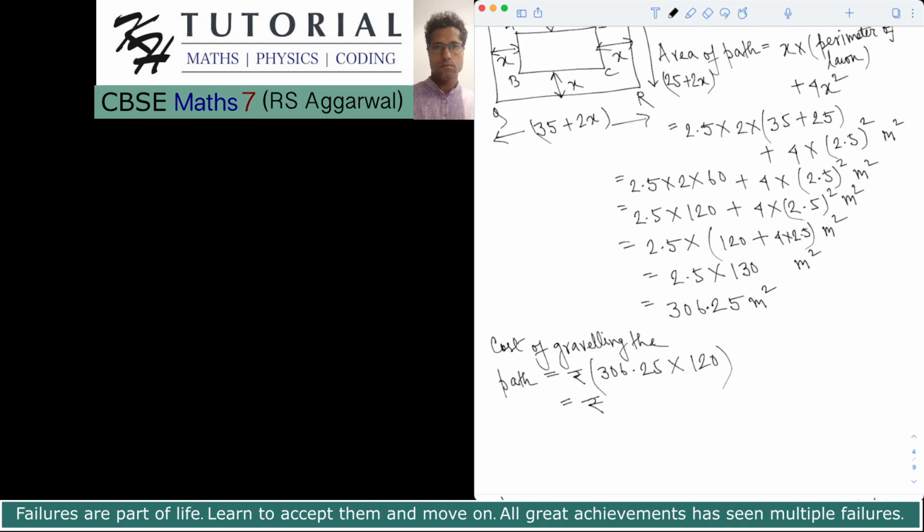So this is 2.5 multiplied by 130, which is 325 meter square. So the cost of graveling the path will be 325, the area of the path, multiplied by the rate, that is 120.